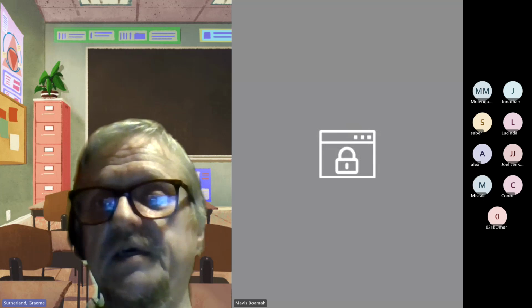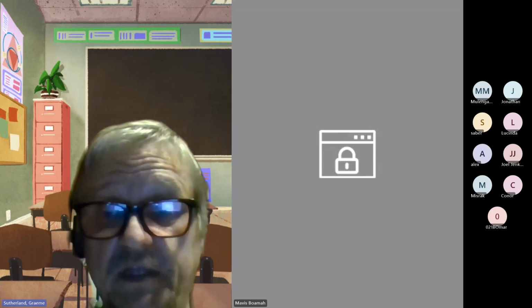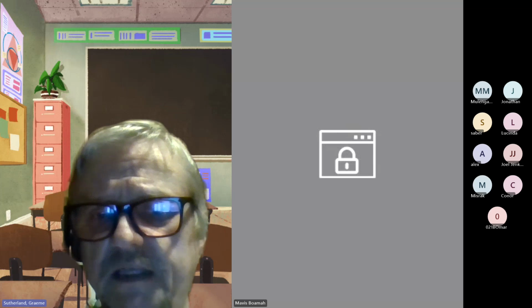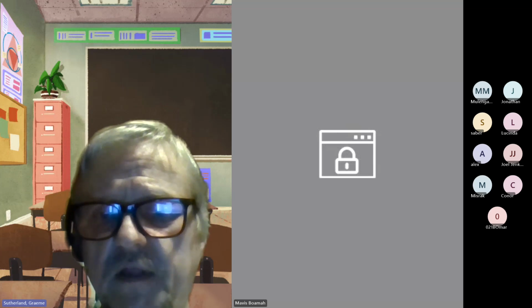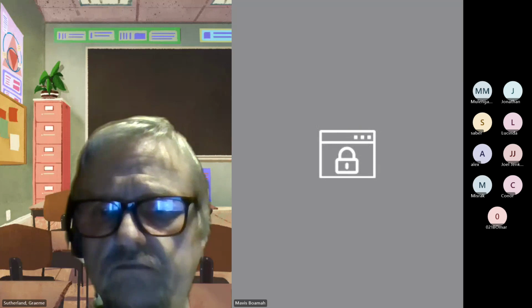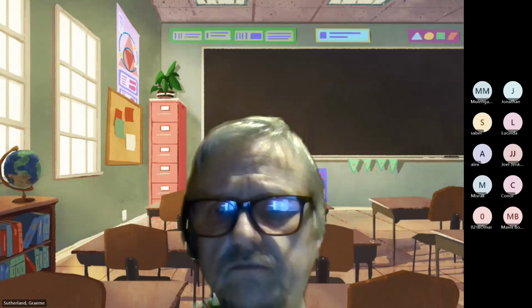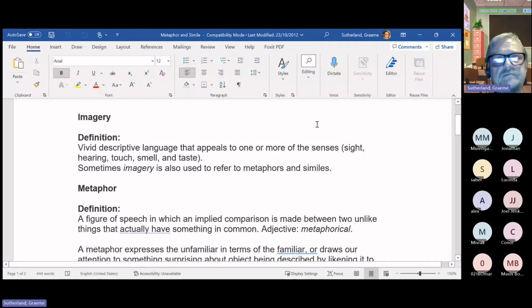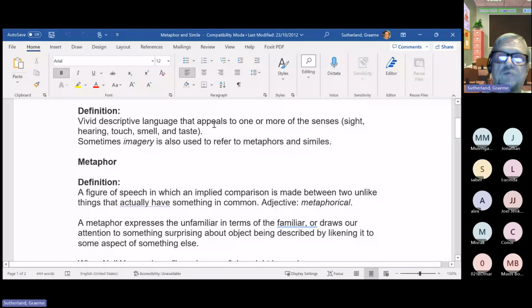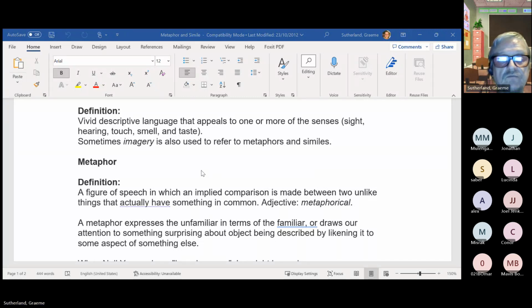We're looking at metaphor and simile right now, and the idea of using imagery. So we don't have to worry too much about definitions. It's more about actually using and understanding these ways of writing and using language.